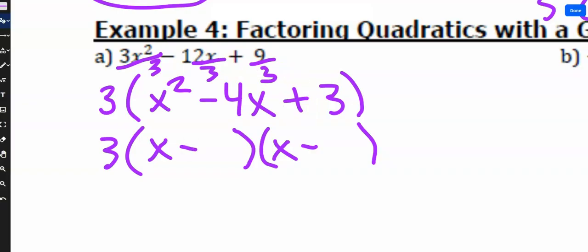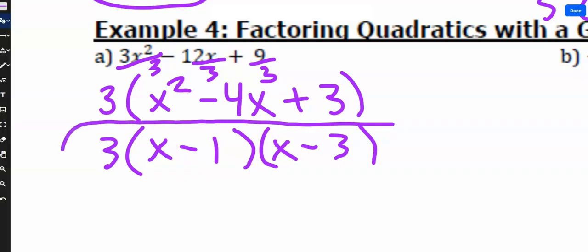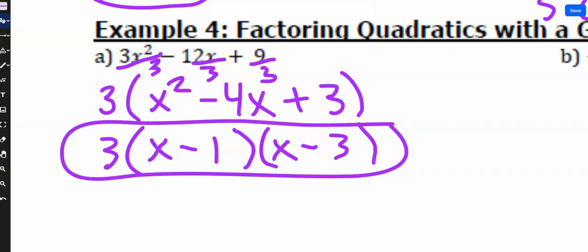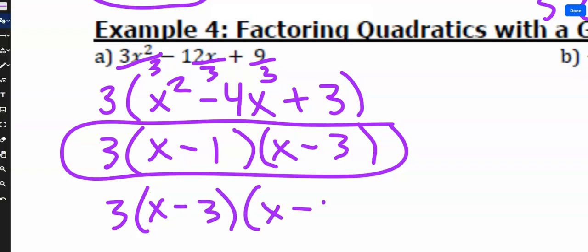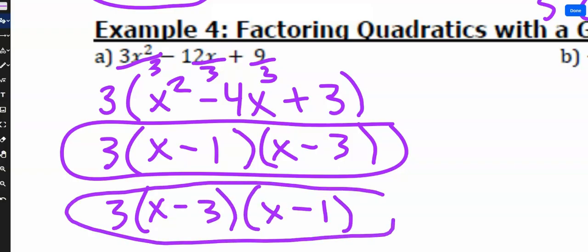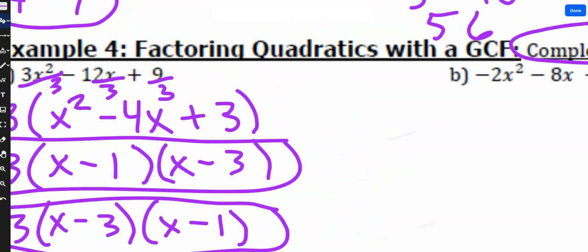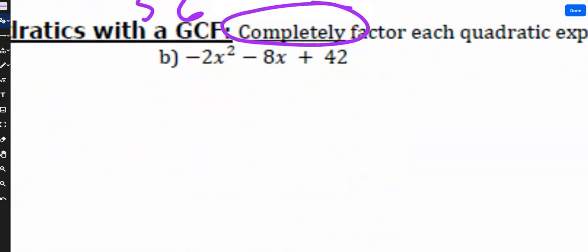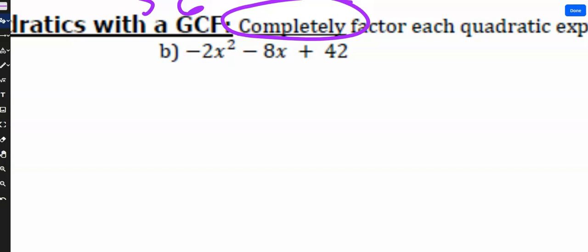Both be negative. But you only got one option here, 1 and 3. And since they're both negative, it's kind of hard to screw that up. Now, is it okay if I had 3 times x minus 3 times x minus 1? Of course it is. That's the same exact thing. No big deal. I mean, you could put this 3 that I have over on the left side, you could pull it all the way at the end. I don't care, but you're never going to see that happen.